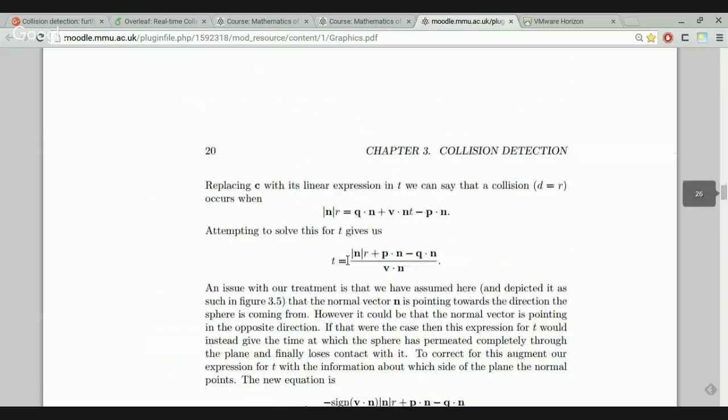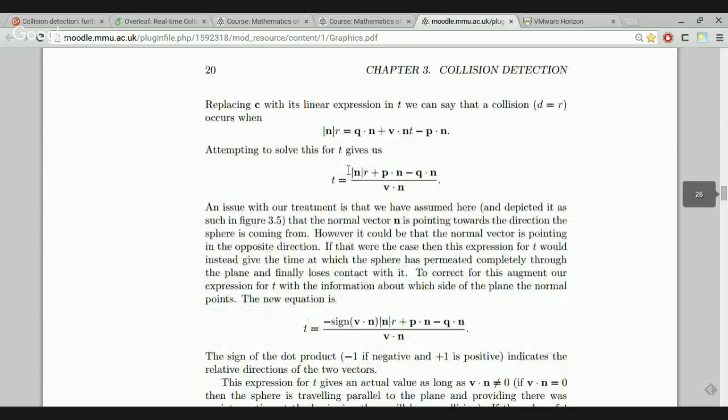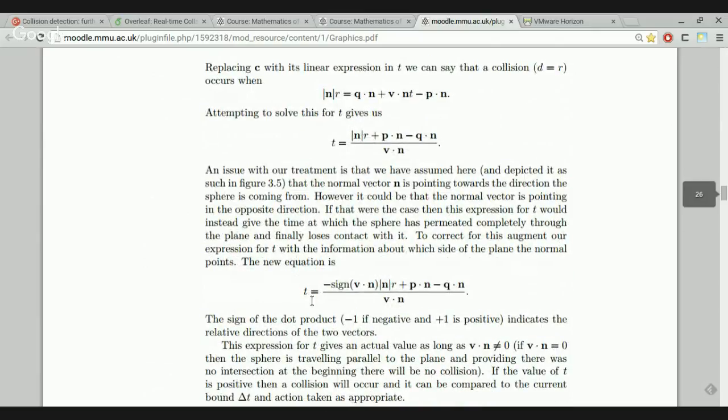That's the situation where we want the positive sign here, plus nr. So that's what we analyzed there. So the correct thing to have is minus the sign of v dot n. So now using this correct formula here, it doesn't matter which side n is pointing, because it's built into the equation. This term here, minus the sign of v dot n, detects which side v is pointing in, and it adjusts the formula accordingly.